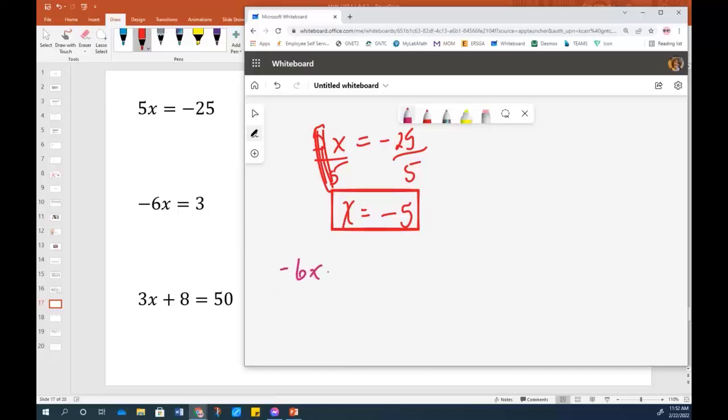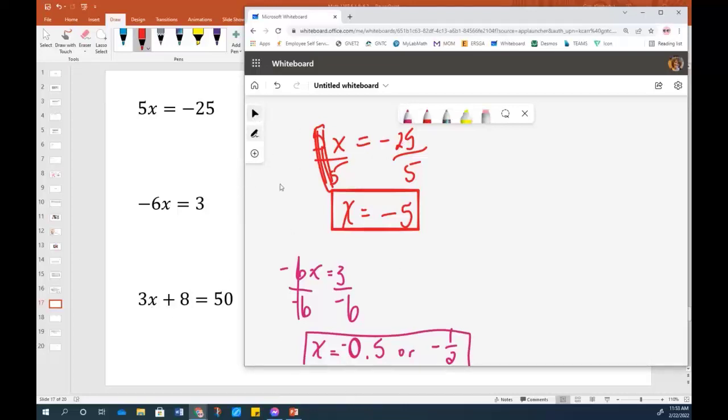Negative 6x equals 3. They've multiplied x by negative 6, so I need to divide by negative 6. So x equals, now here, 3 over negative 6, I could use a decimal because it is nice and stops. It's negative 0.5, or I could just reduce it and say negative 1/2. Okay, so those are those two.